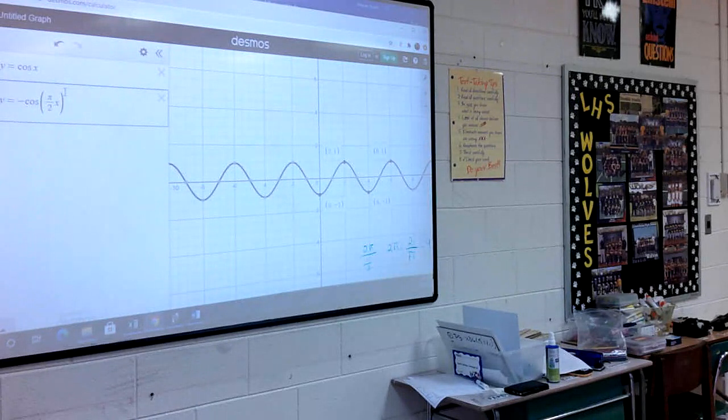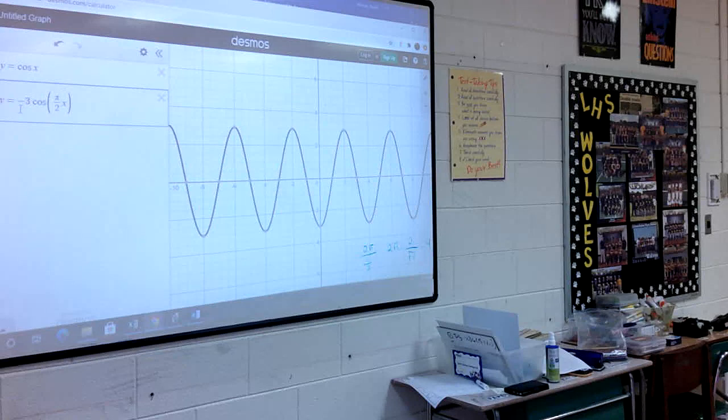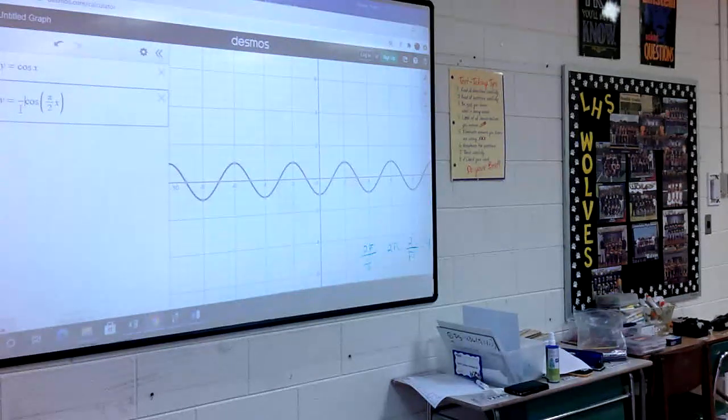The amplitude is very important because it's telling you how far up and down it's going to go. Notice if I change the amplitude to something like 3, now it goes up to 3 and down to negative 3. If I change it to 5, it's even higher. But if I keep it at 1, it's just going up and down 1. So you can change the amplitude and the period, and that will change the way the graph looks.